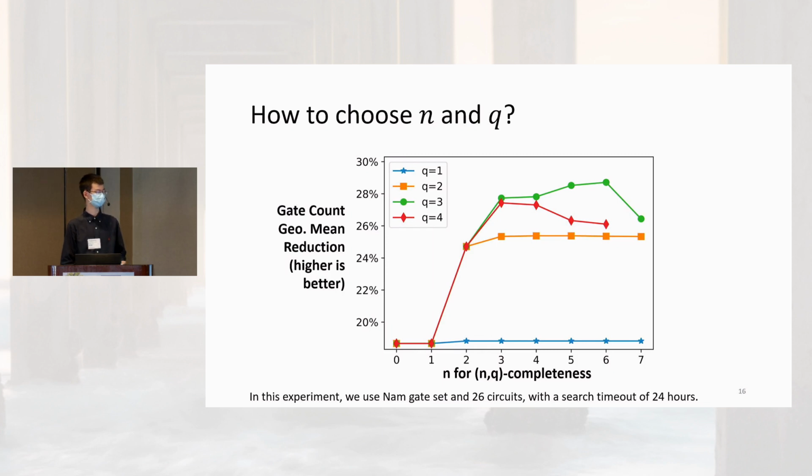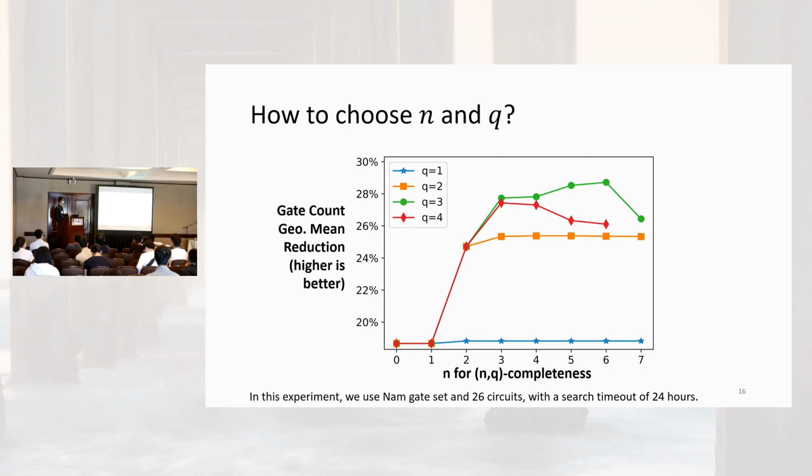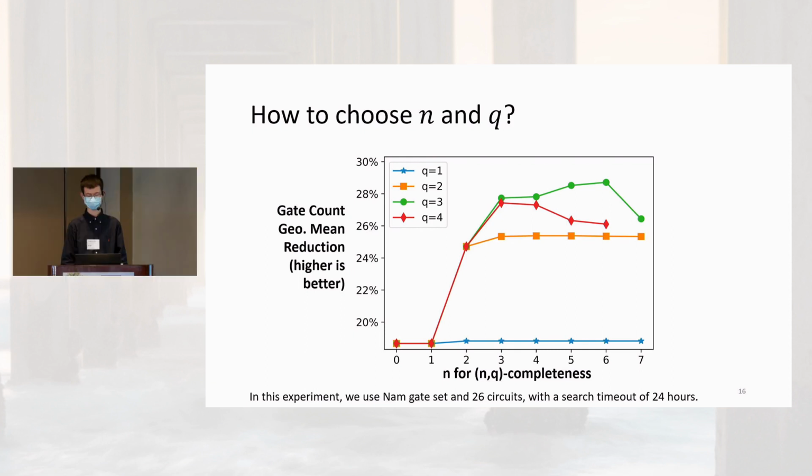You may want to ask how to choose N and Q in the NQ completeness. Let's look at this figure. This shows the geometric mean reduction in the number of gates on the benchmark of 26 circuits, so higher is better. Generally, the larger N and Q are, the more equivalences are covered, and the better the optimization effect is. However, if N or Q is too large, we will get too many transformations, and the optimizer will choke. So we have a sweet spot at Q equals 3 and N equals 6.